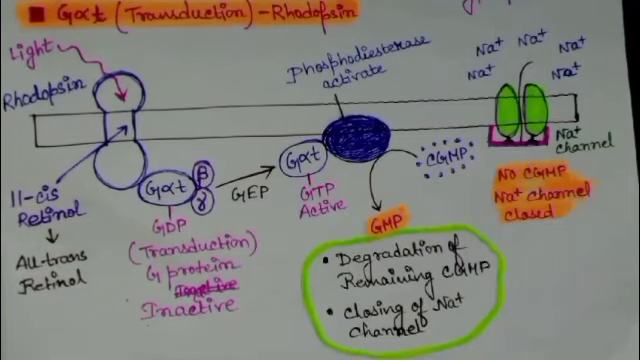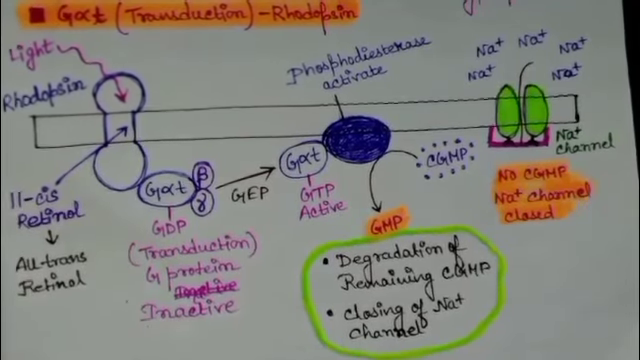Hello everyone. In the previous part we discussed the G alpha inhibitory subunits, the inhibition of adenylyl cyclase, and hyperpolarization, and in this part we will discuss transducin, that is the G alpha T subunit, and rhodopsin.